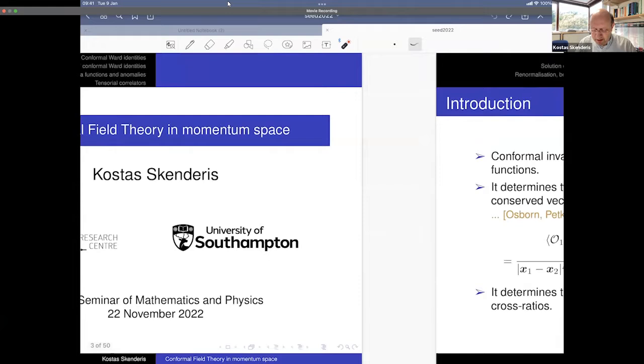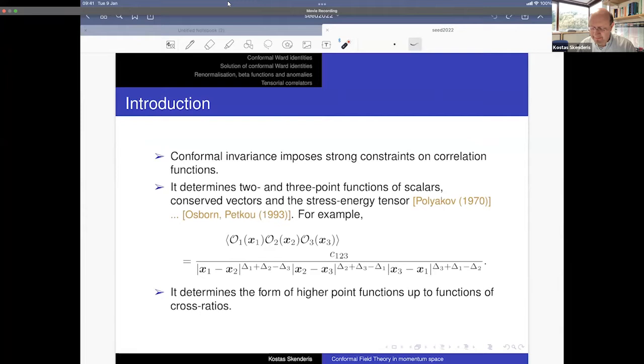Now, it has been known for a very long time, I would say since the beginning of the 70s at least, that conformal invariance imposes very strong constraints. If you look at it as a quantum system, it imposes constraints on the quantum observables, which are correlation functions. In particular, it determines two and three point functions of primary operators, which could be scalars, conserved vectors, or energy momentum tensors. I think the first paper that makes this quite explicit is a paper by Polyakov 52 years ago. And then this was systematized over the intervening 20, 25 years.